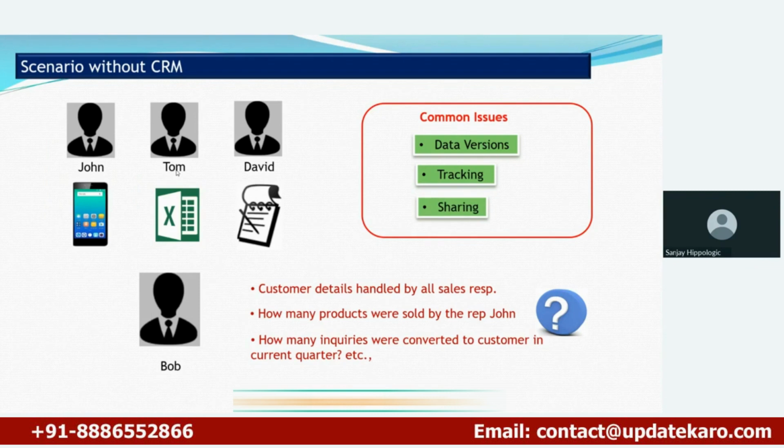Now Tom is unaware of it. Tom does not know what communication John has done. So what does Tom do? Just after a few minutes, Tom again calls up the same customer and again tries to pitch, saying, "I'm calling from this company, and we have such products which would be of great help if you would purchase it."